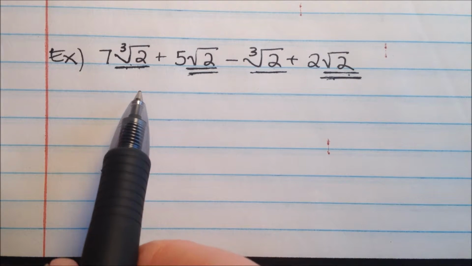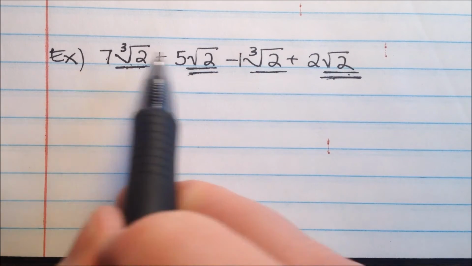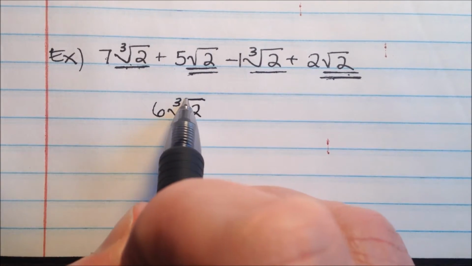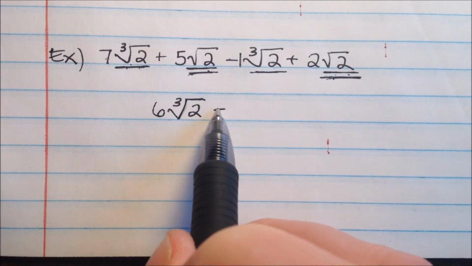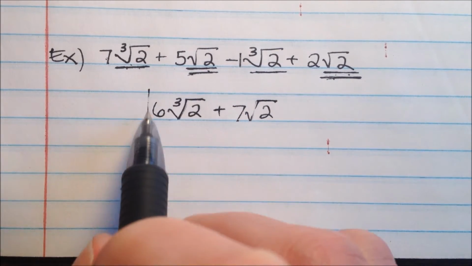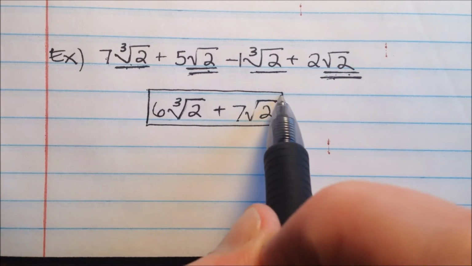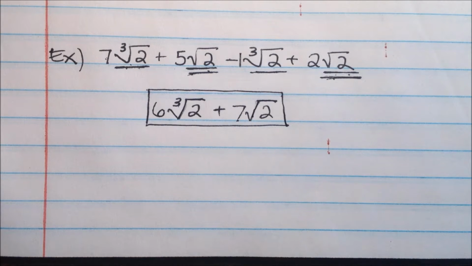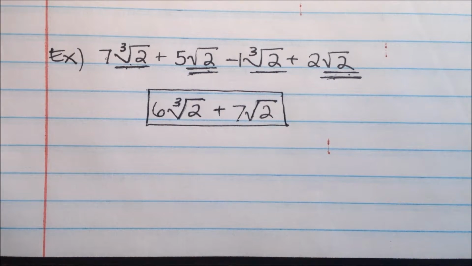Okay, so when you combine like terms, it's going to be 7 and then a minus 1. So 7 minus 1 is 6 times the cubed root of 2. And then over here you have 5 plus 2 will be 7 times the square root of 2. So even though the radicand, or the number underneath the radical, is going to be the same, the indexes were not the same, so they're not going to be considered like radical terms. So now this expression is as simple as it can be.